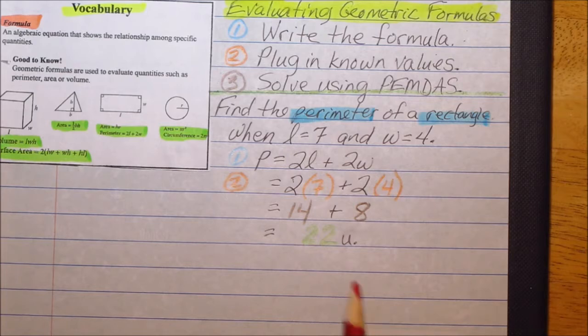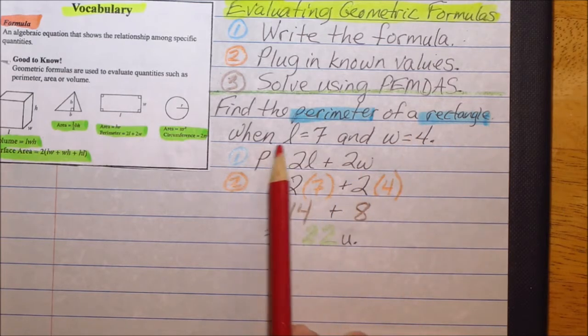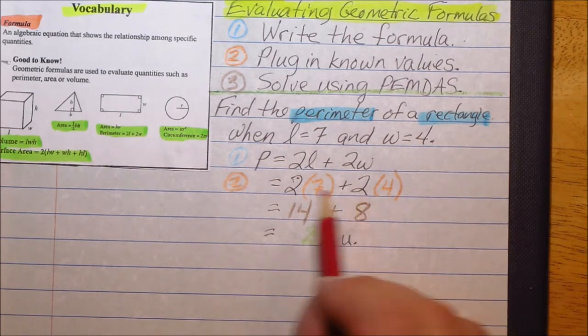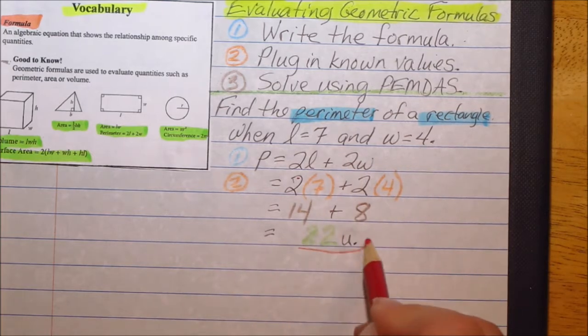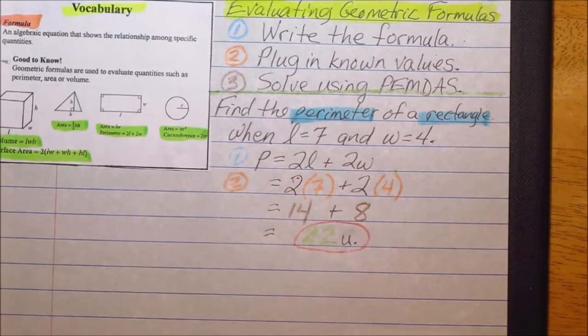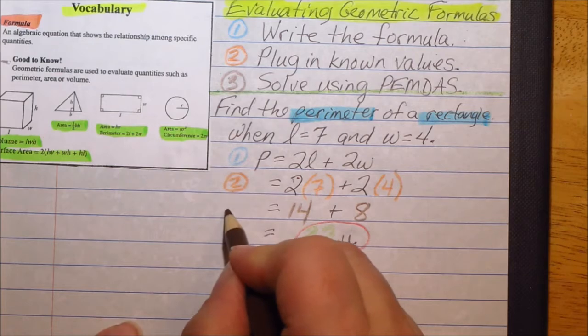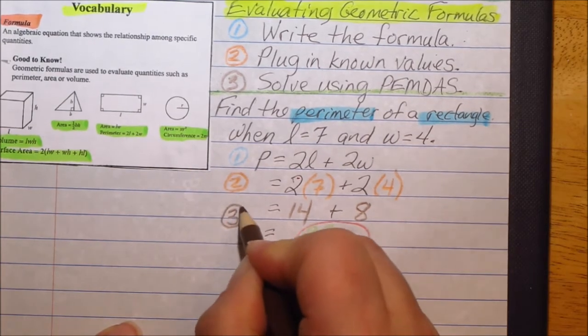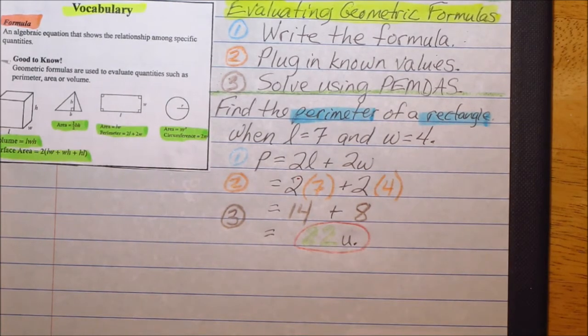So my final answer for the perimeter of a rectangle when the length is 7 and the width is 4, using this formula, is 22 units. And this area here is my step 3, solving using PEMDAS. All right? That's how we do that.